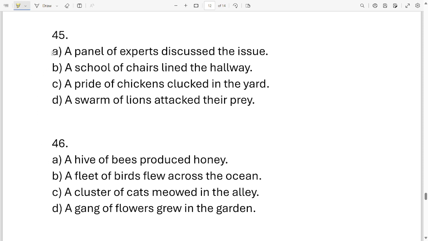And the correct option is option A. A panel of experts discussed the issue. Next question. A hive of bees produced honey.